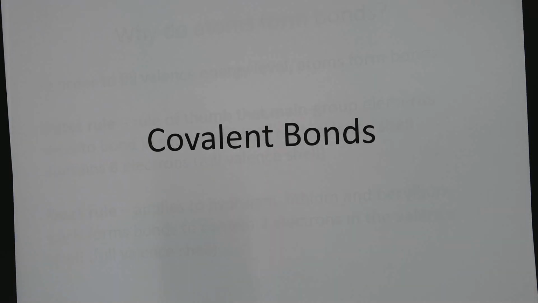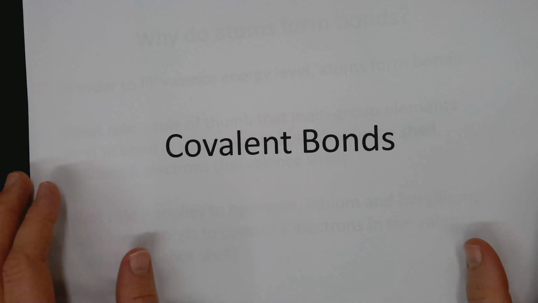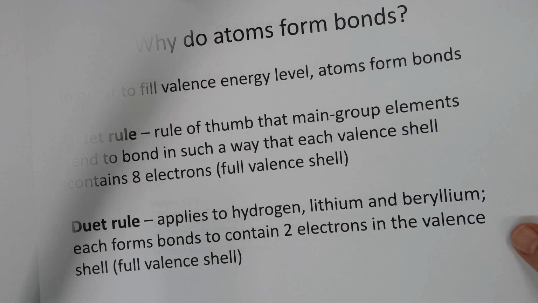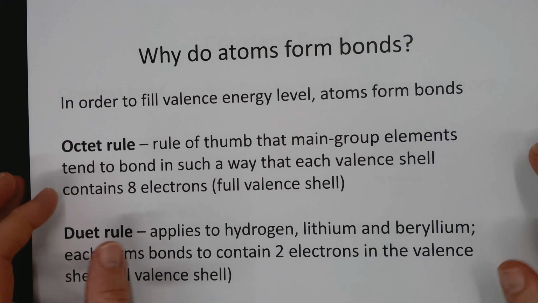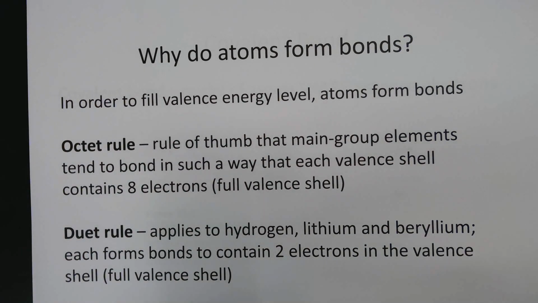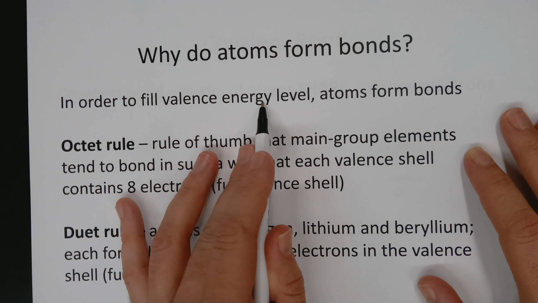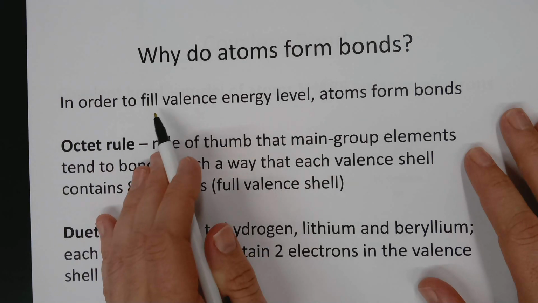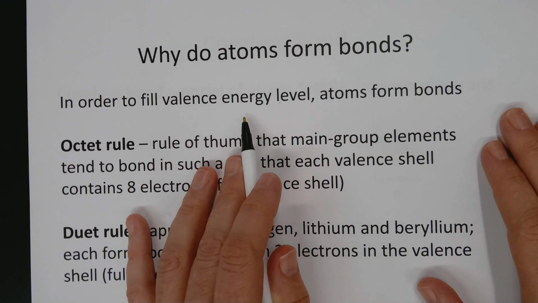Today we're going to be looking at a different type of bond. We're going to be looking at covalent bonds. So just to review from before, why do atoms form bonds? Well, we talked about how atoms form bonds in order to fill their valence energy levels with electrons. This represents the most stable conformation. Why it's the most stable conformation is unclear.